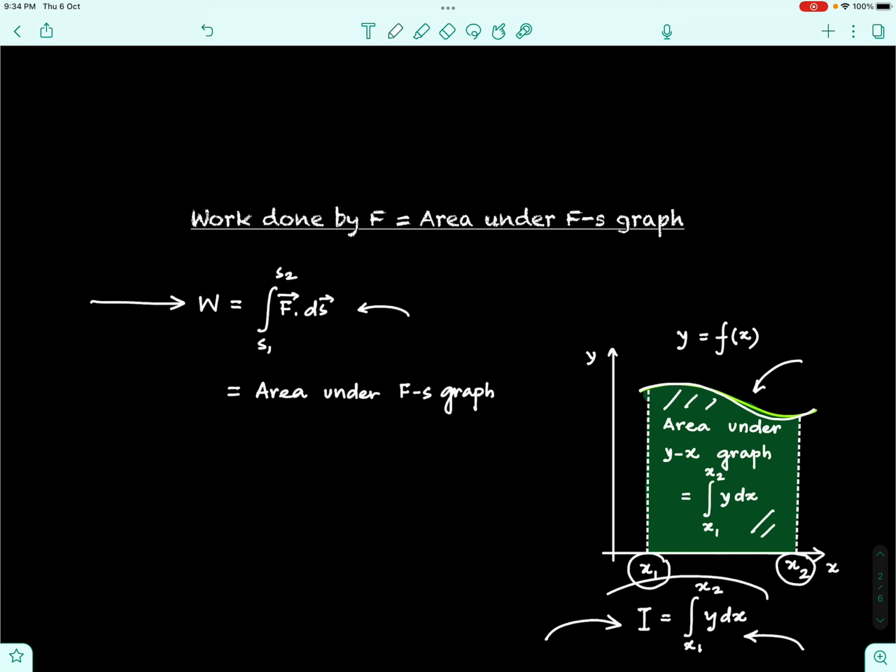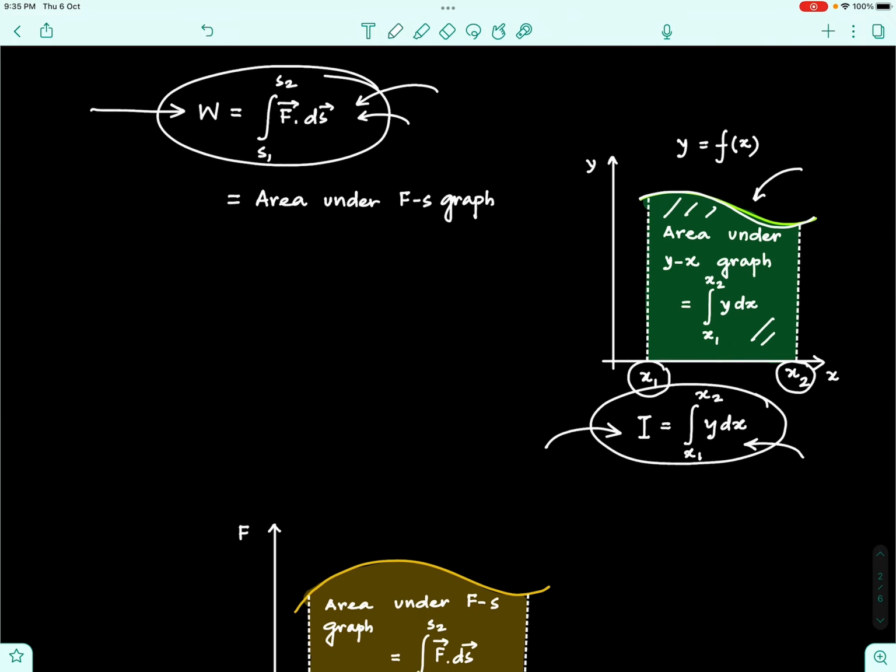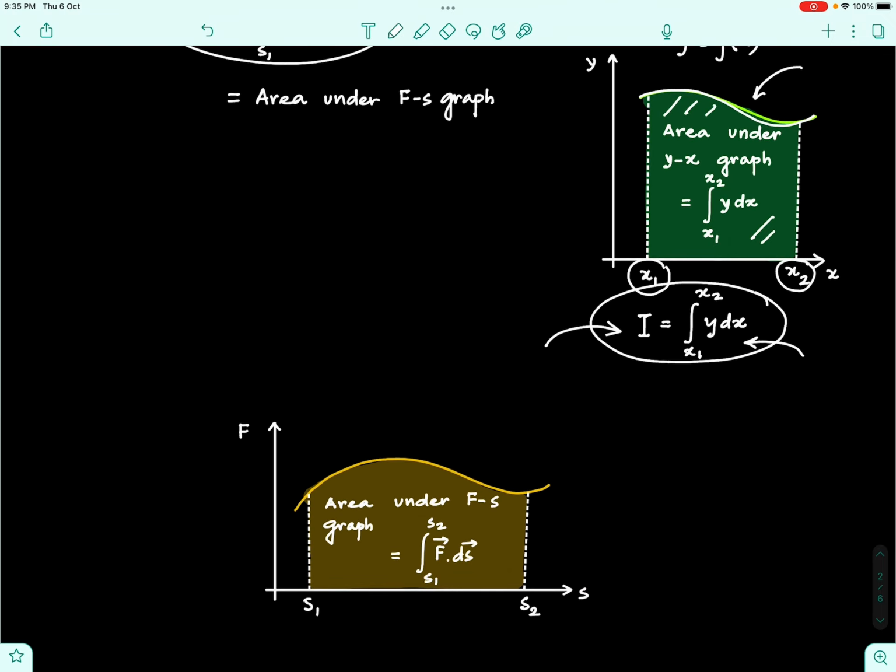Now, if we just compare this expression with the expression that we have for work done, we see that the two are similar, and hence we can conclude that just as the integral of y dx gives us the area under the y-x graph, similarly the integral of F ds gives us the work done, because this is work done. So, we can say that the work done is also given by the area under the F-s graph. So, this is how it comes into picture.